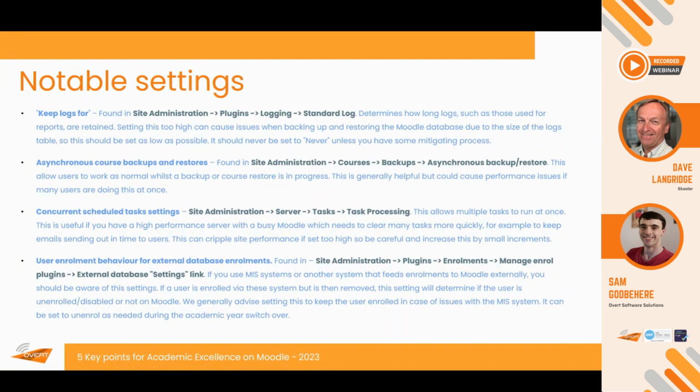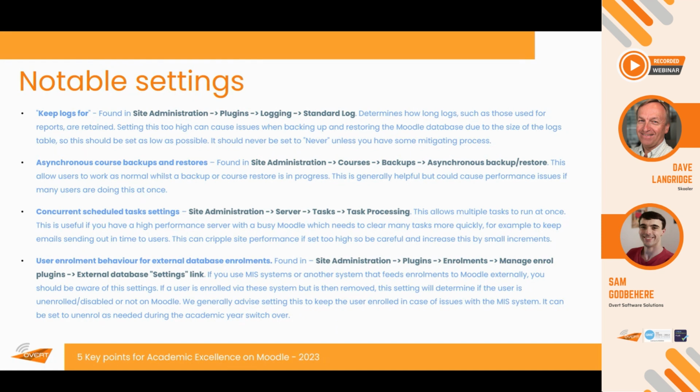And of course, you can always contact your support team and check with them whether the specification of the server you're on can be changed appropriately to deal with having that setting changed. And finally, you also have the user enrollment behavior for external database enrollments. So that can be found in site administration, plugins, enrollments, manage enroll plugins, and then external database settings.